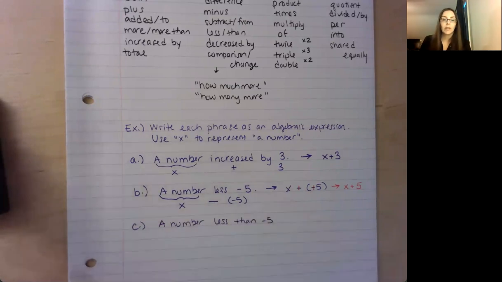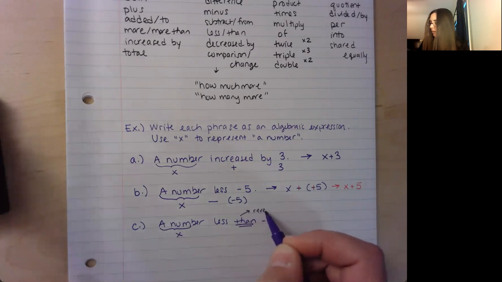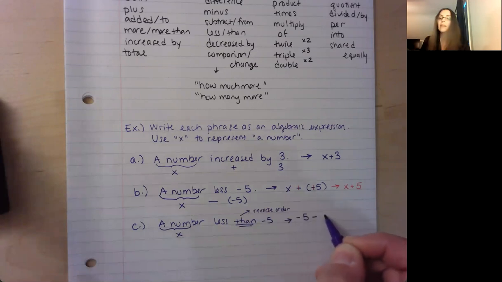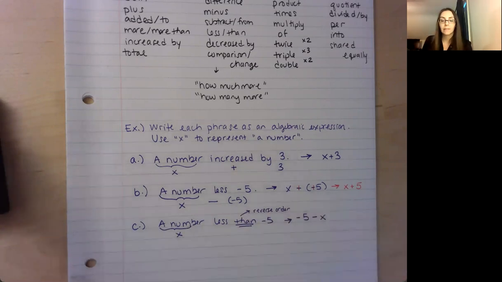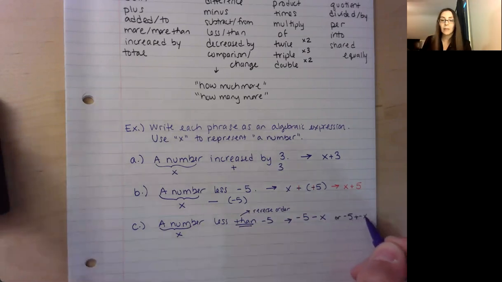So here, very similar example, but I'm throwing in the word than. So you still have the number, and here I have less than -5. So when you see that word than, it's going to reverse the order. So what happens is you still have subtraction, but the -5 goes first, and then I have the minus x. Now, if you want to, you could also write this as -5 plus -x. That would be the same thing.